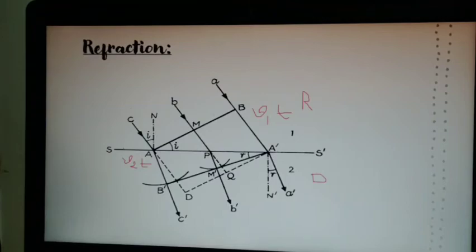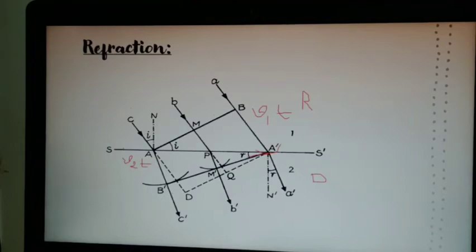So you have to make two wavelets. From A you made a wavelet here and from B A dash is another wavelet. So here you can have another wavelet. Here you have another wavelet. So tangent to all these three wavelets are making the secondary wavefront. See, remember, secondary wavefront is lying in the second medium and the first wavefront is lying in the primary medium. So since this wavefront is in the second medium, it is a refracted wavefront.